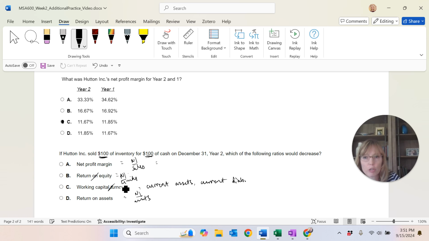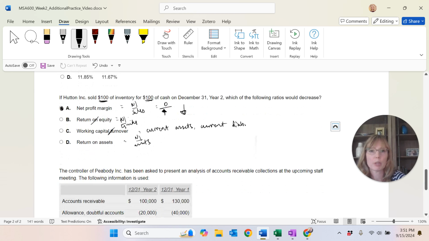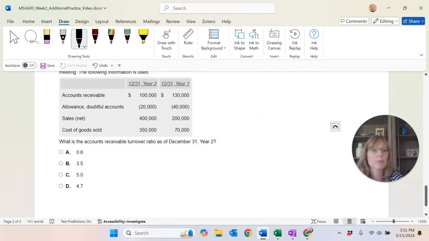And let's look at net profit margin. So our net income would not change, but our sales number would increase. So what would happen here if the numerator is unchanged and the denominator gets bigger? This would decrease the overall ratio. So it would have to be item A here. Net profit margin would decrease.